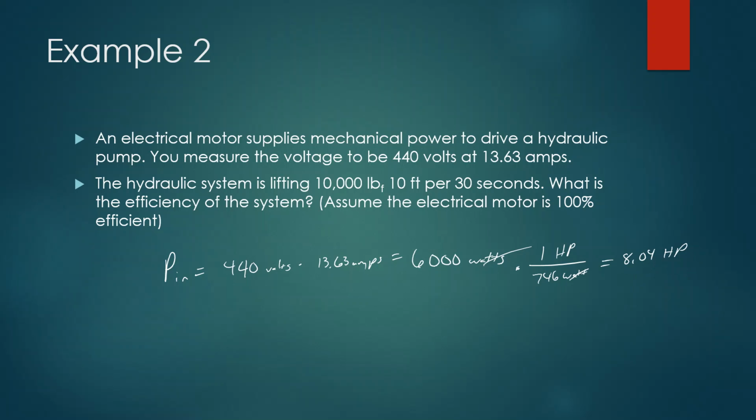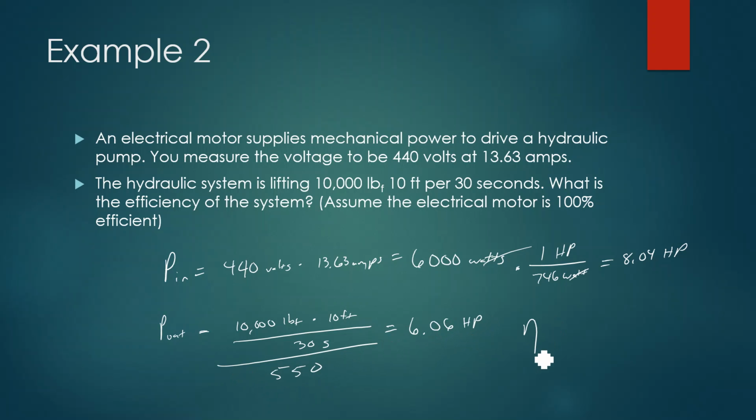Okay, so our system is lifting, for power out, 10,000 pounds force times 10 feet per 30 seconds. So we can do that, divided by 30. And then we divide by 550. This all has to be divided by 550, by the way, to get the horsepower. So that's going to give us 6.06 horsepower. So power out.